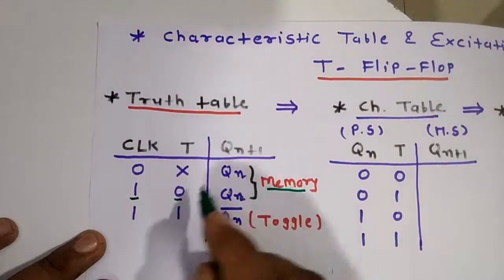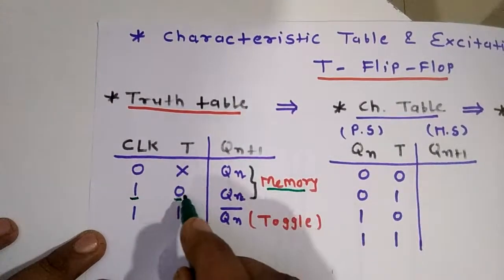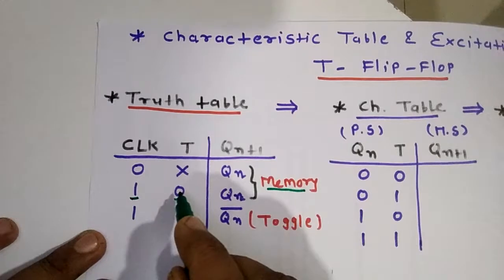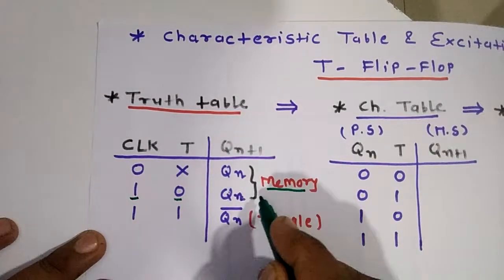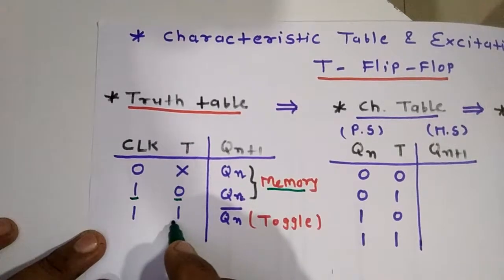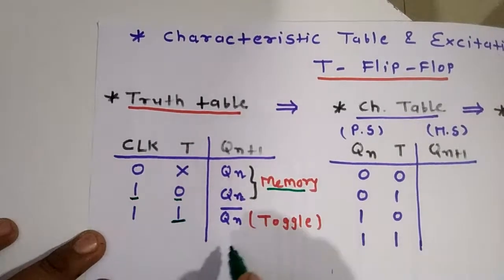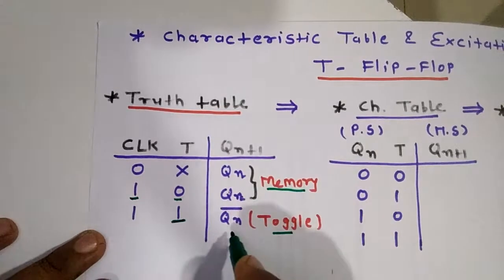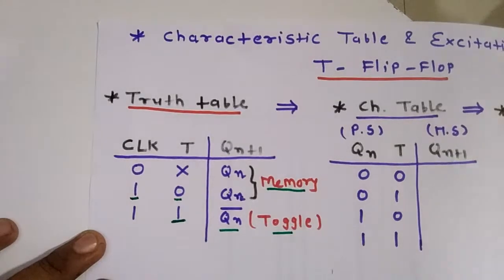Q of n means previous value, so in the T flip-flop, if the input is 0, then output is Q of n. In the T flip-flop, if input is 1, then output is toggle. Toggle means complementary. So output is Q of n bar, that means complementary output. This is the truth table of the T flip-flop.